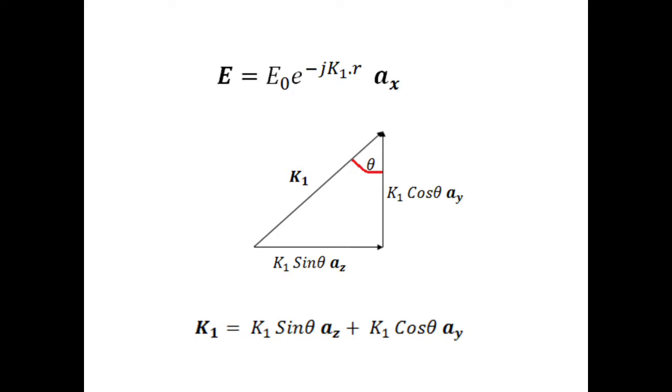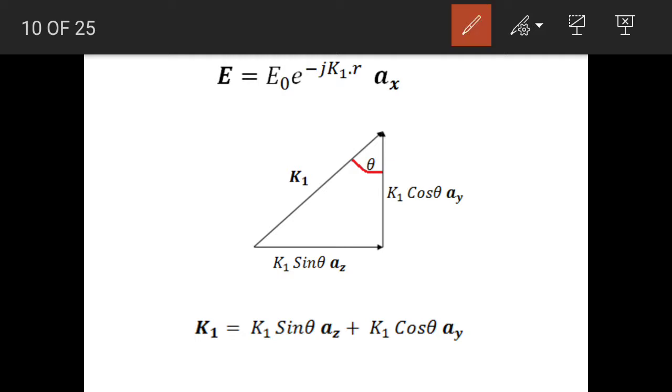So we know the equation for the electric field intensity in phasor form in a lossless medium. This is the equation for the electric field intensity in the central layer or in a lossless medium. E is equal to E naught into e raised to power minus j k1 dot r multiplied by ax. Electric field intensity is a vector quantity, and the direction of this vector is given by this unit vector ax.